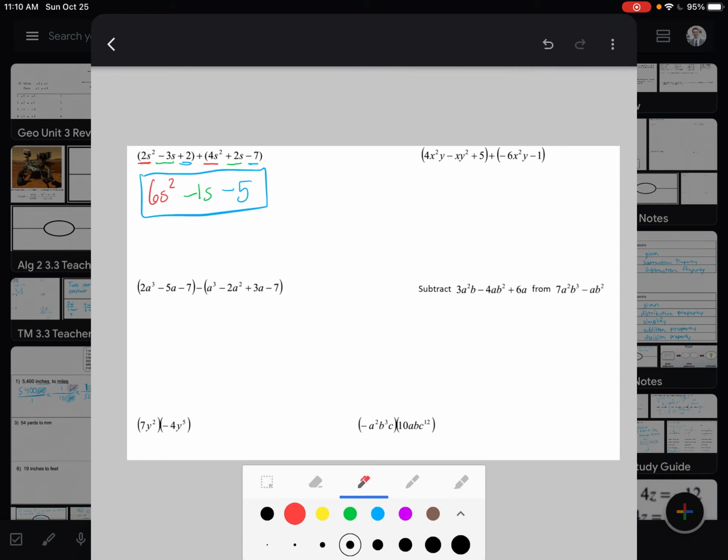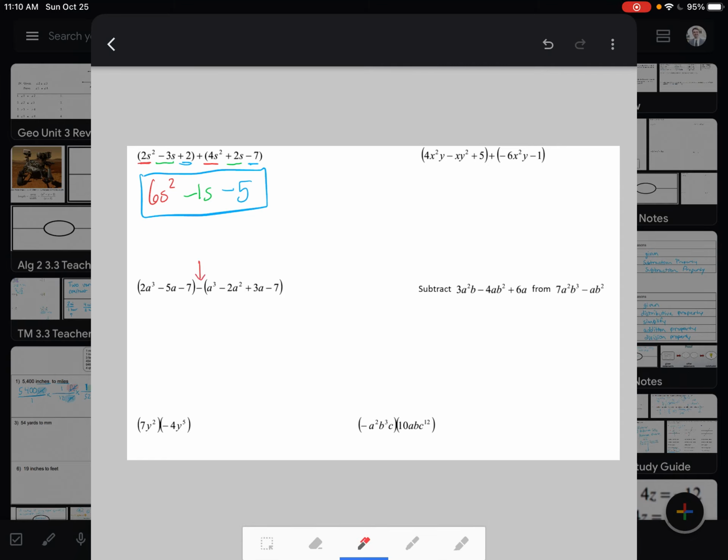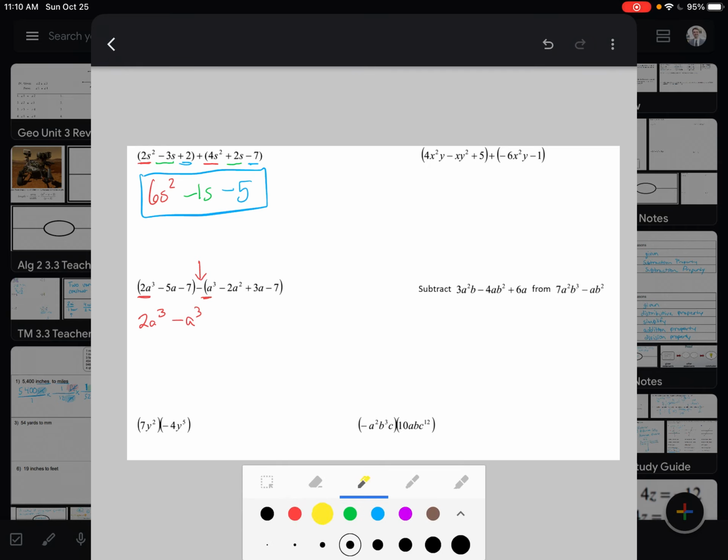All right, it gets a little bit more difficult when we are looking at subtraction questions, like that third one. You can think of this in two ways. You can either distribute the negative and add, or you can take each of the terms one by one and make sure that you are subtracting the second term. So this turns into something with our a to the third power like terms. It's 2a to the third minus a to the third.